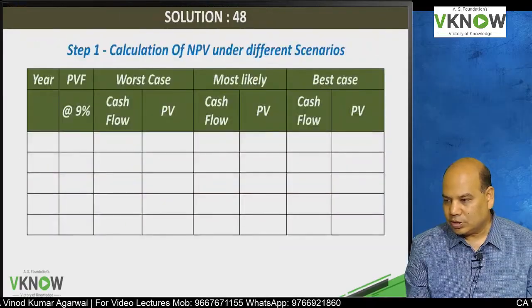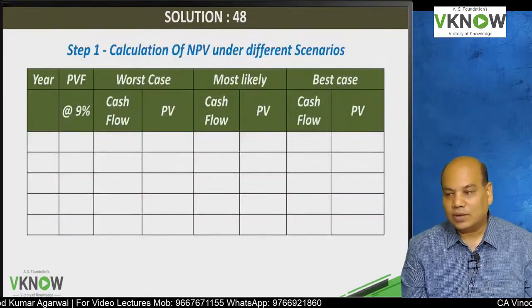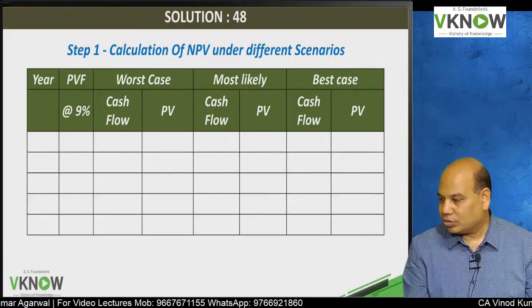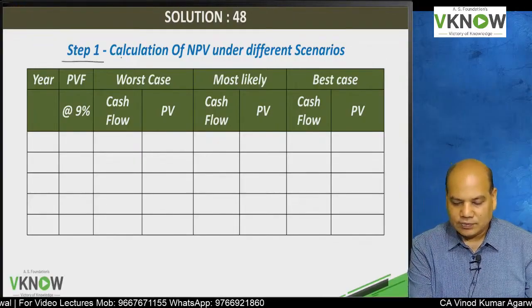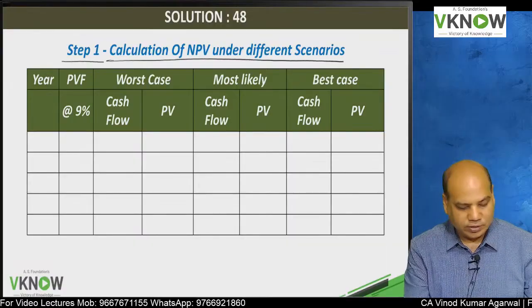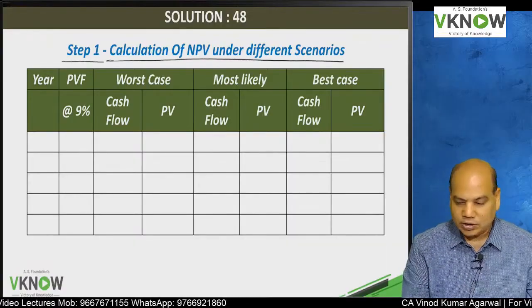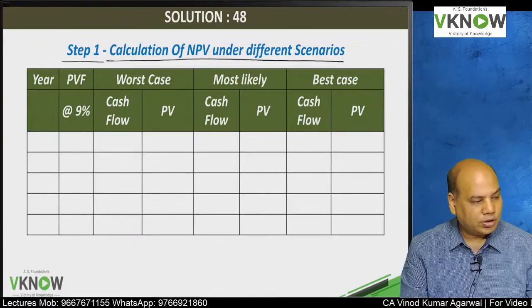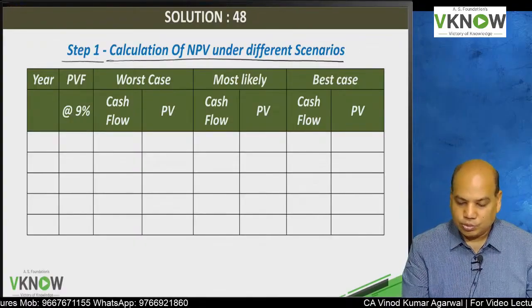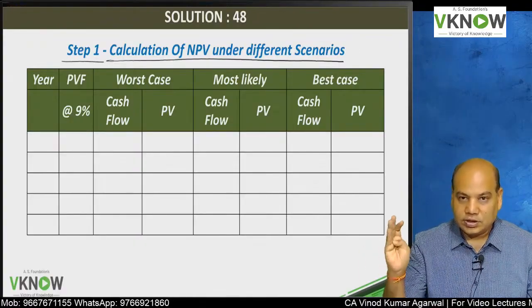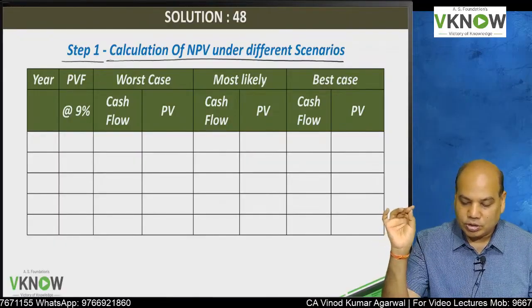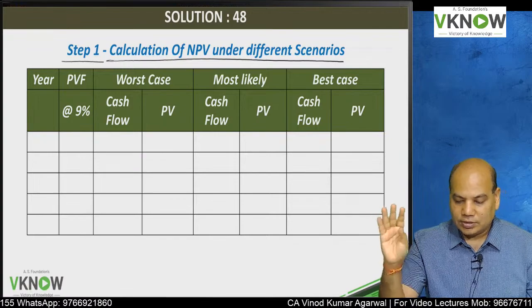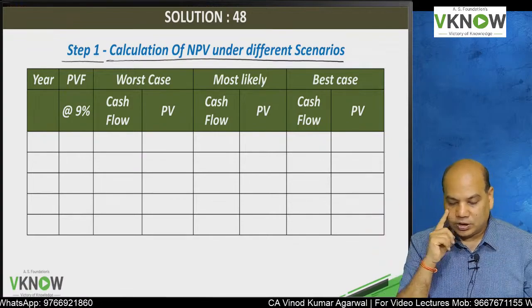So we have to write how many answers? Total 4 answers. Is it right? Come on, start. First answer first. Calculation of NPV under different scenarios. This is my original question, and then I will take one more answer where first and second year will be based on most likely and third year will be based on worst case. Right. Calculation of NPV under different scenarios.